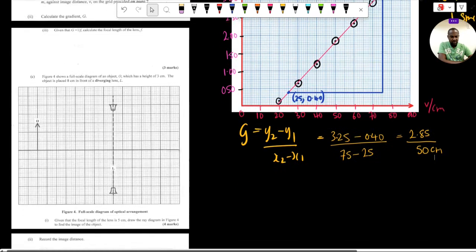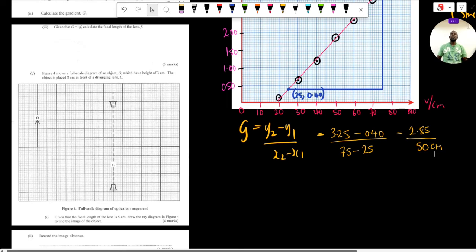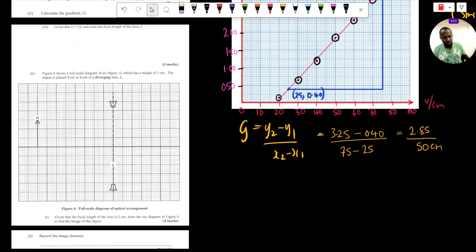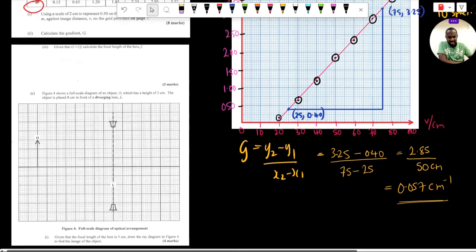So dividing by 50, that's the same thing as dividing by 100 and multiplying by 2. That's 5.70 divided by 100. That's 0.057. So this should be 0.057, and the unit should be per centimeter, right? Let me just check my math a little bit. 2.85 times 2 is 6 minus 0.3, that's 5.7, right? So 5.7 divided by 100 gives us 0.057. That is correct. So our gradient is 0.057, and the unit, of course, is per centimeter.